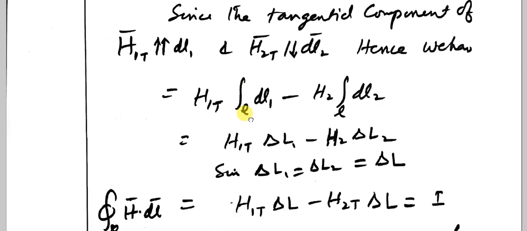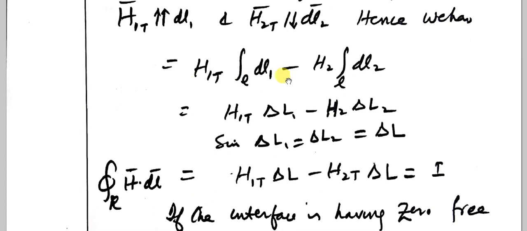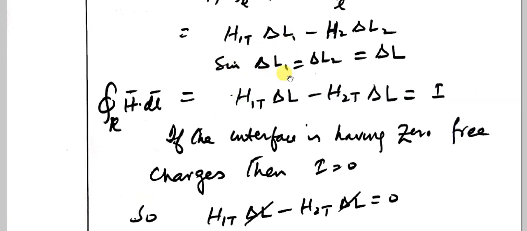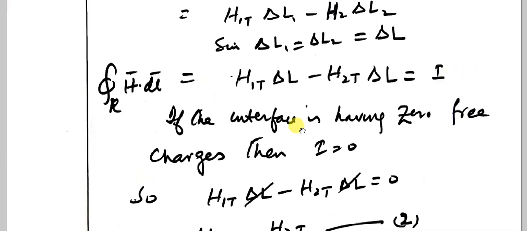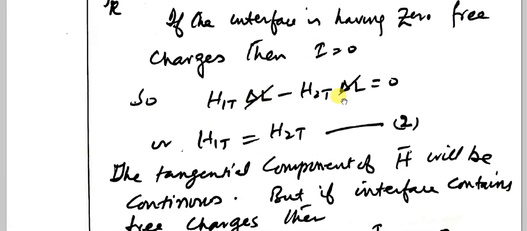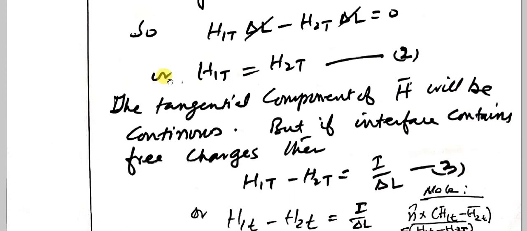So we get the dot product vanishes in terms of h1t and the L1, h2t and dL2 with the negative sign. Since delta L1 is equal to delta L2 is equal to delta L, we can take delta L common, and if we consider the interface having zero free charges, that I is equal to 0, in that case we can cancel out delta L. So we can say that the tangential component h1t is equal to h2t, that is, the tangential component H will be continuous.